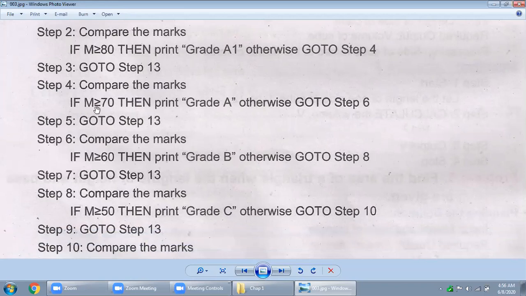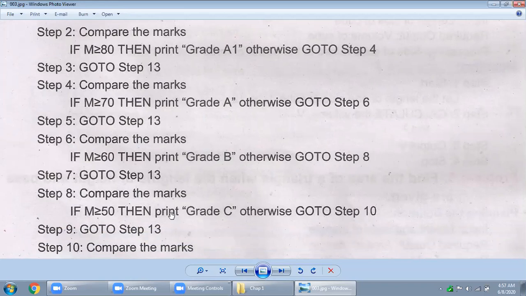If marks is greater than or equal to 70, then print grade A. Otherwise, go to step 6. Compare the marks. Our marks is 66. If marks is greater than 60, now in this condition, this is true. When this condition becomes true, then print grade B. So this grade will be displayed. Otherwise, go to step 8. Step 8 is for the below student.